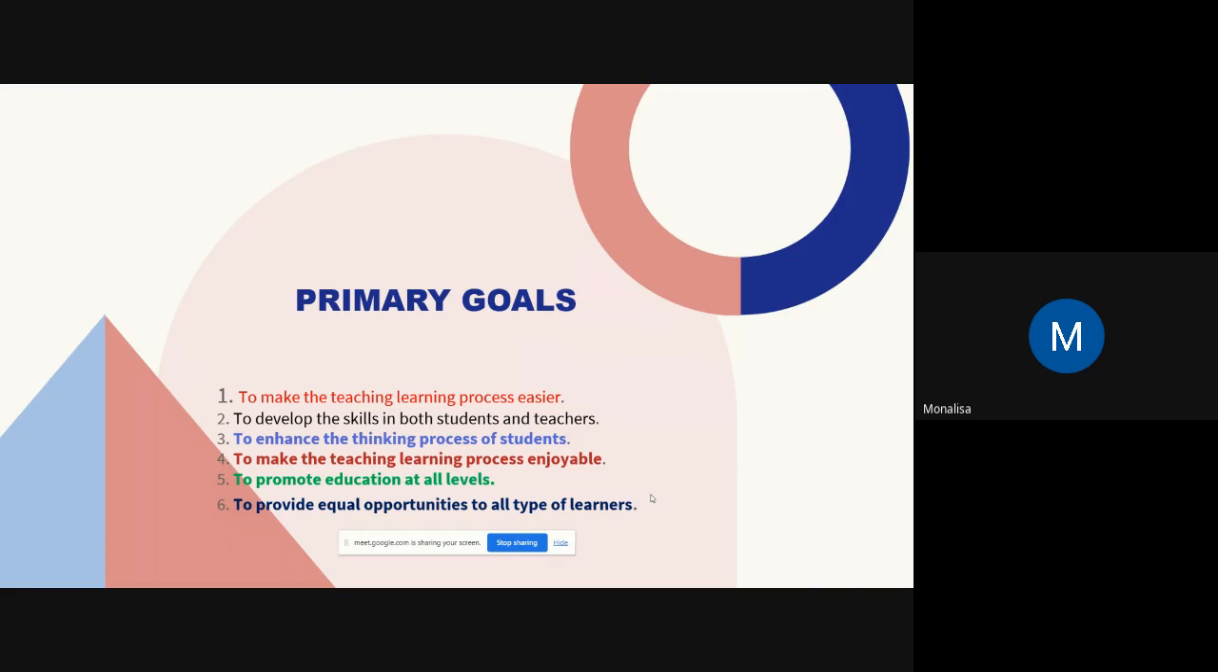And ICT promotes mainstreaming. Mainstreaming means it promotes equal opportunity to all the learners, disabled or non-disabled students in the classroom. Various ICT tools and techniques are used to teach the disabled learners so that they can easily adjust in the classroom. Even the slow learners also get benefit from the use of ICT in classroom teaching.